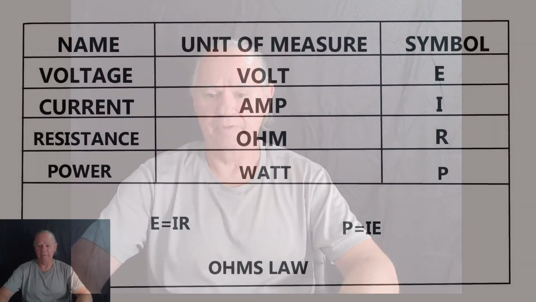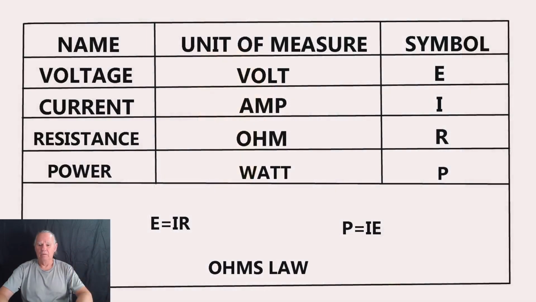If you remember, I told you there were some things you needed to memorize. Well, everything you need to memorize is on this particular graphic. You need to learn that there are 4 names associated with Ohm's Law: voltage, current, resistance, and power. You need to learn their unit of measure, which is volt, amp, ohm, and watt. You need to learn the symbol, which is E, I, R, and P.